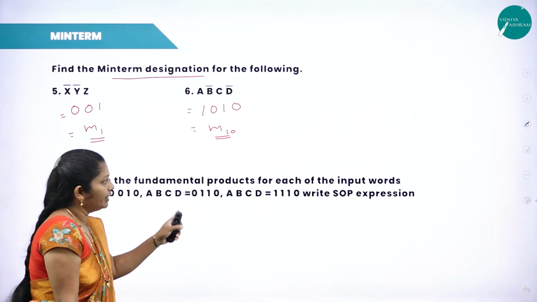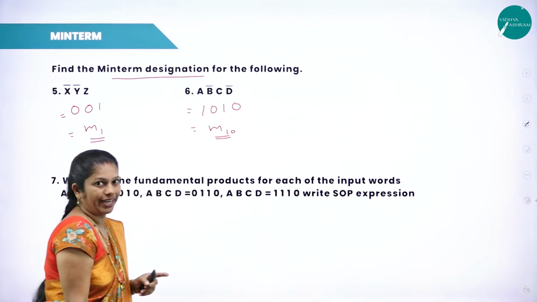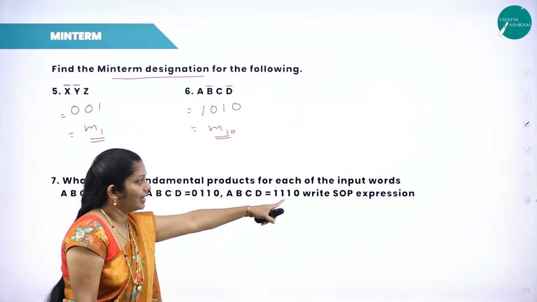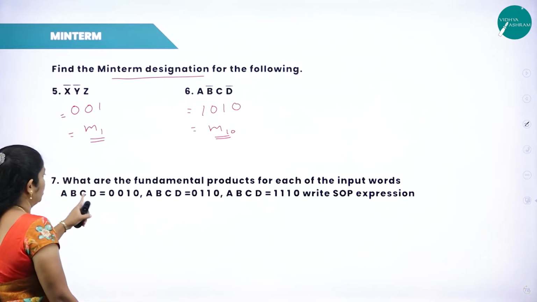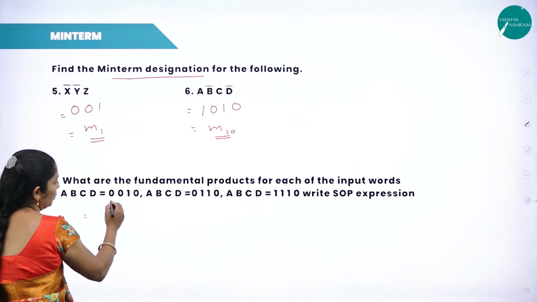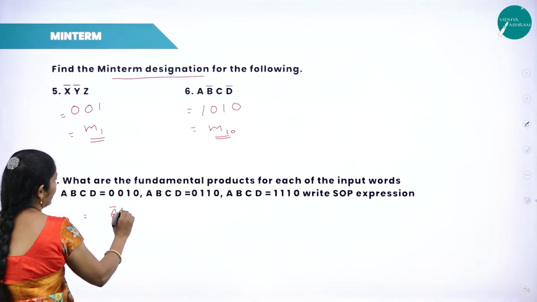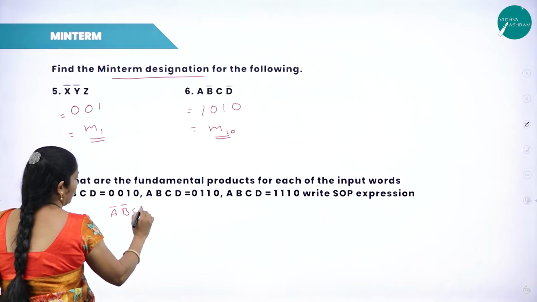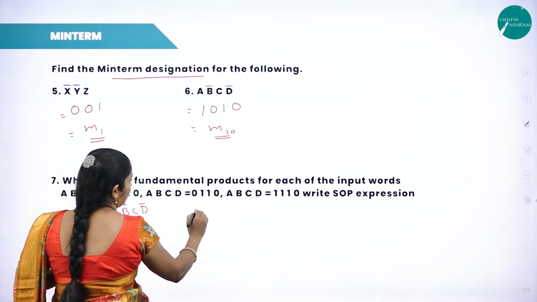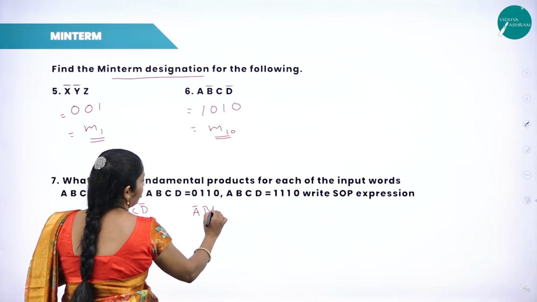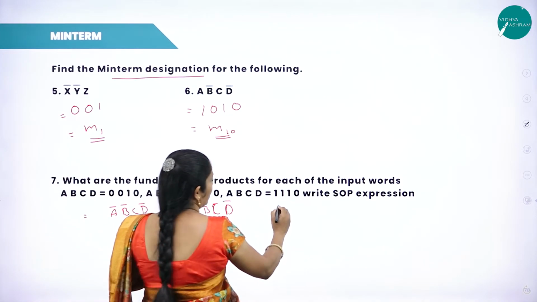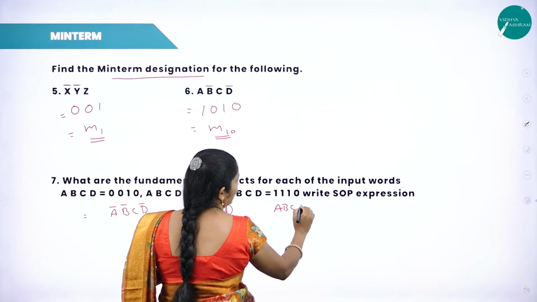What are the fundamental products for each of the input variables? Fundamental products for these values, and you have to write that in SOP form. See the equation, first ABCD equals the value they have given. Then here only I will substitute. Here ABC they are given: A bar, B bar, C, here D bar for the first part. Then for the second part, 0 we have, that's why A bar, B, C, and here 0 we have, that is D bar. In the last part, A, B, C, D bar.